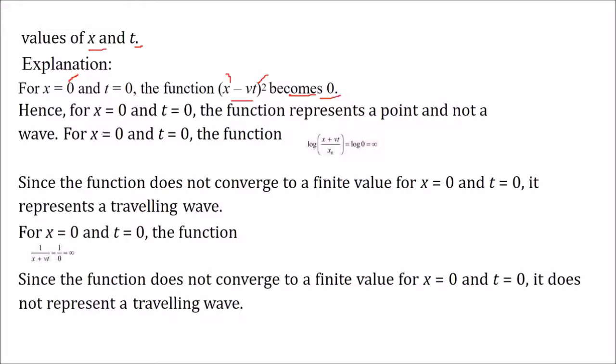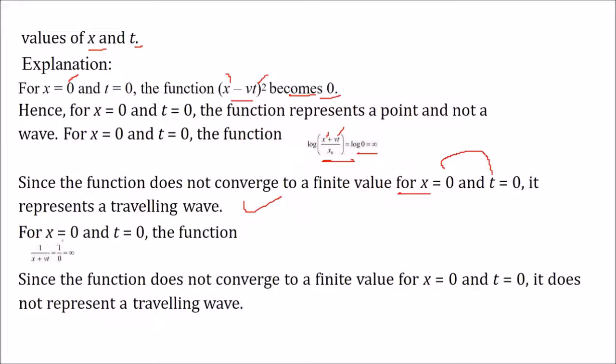For the next one, let us put x equal to 0, t equal to 0. You see, this becomes 0, and log 0 is infinity. Since the function does not converge to a finite value at x equal to 0 and t equal to 0, it represents a traveling wave.